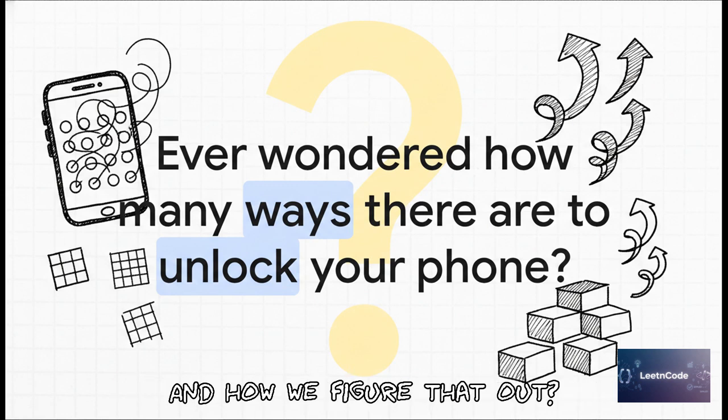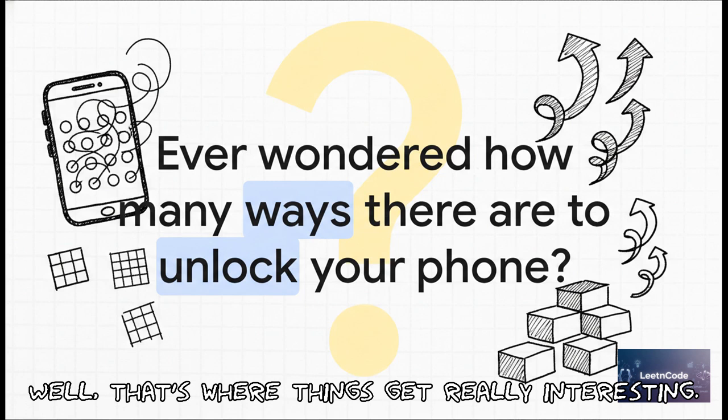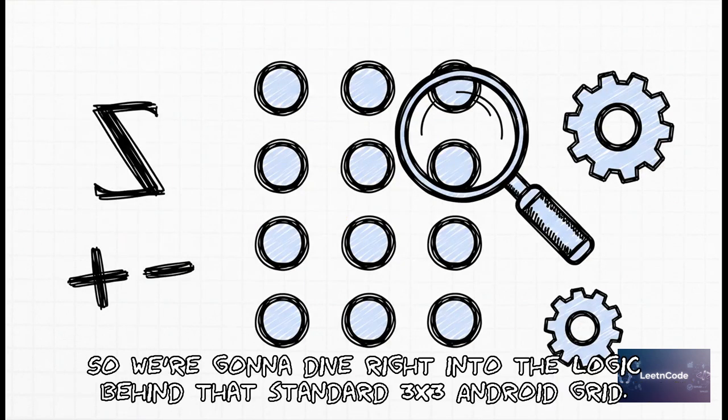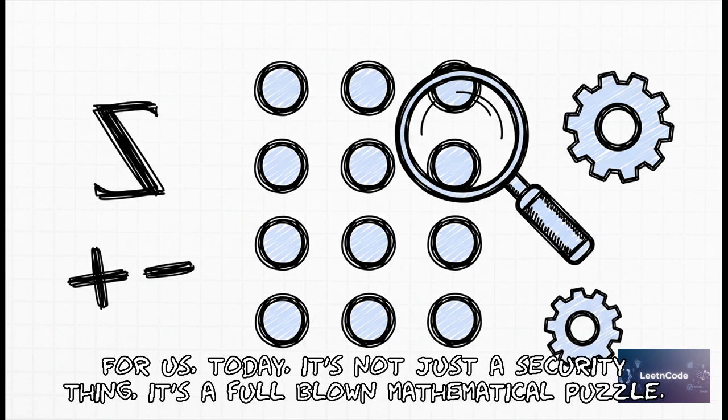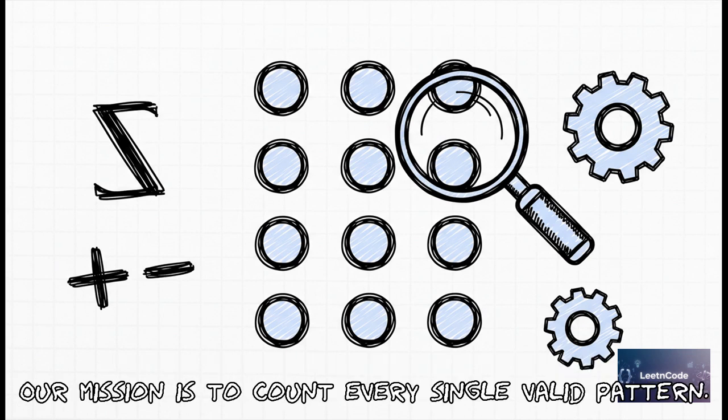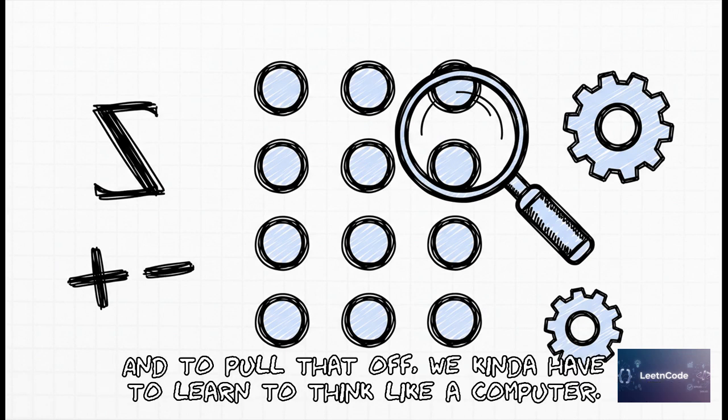And how we figure that out? Well, that's where things get really interesting. So we're going to dive right into the logic behind that standard 3x3 Android grid. For us today, it's not just a security thing, it's a full-blown mathematical puzzle. Our mission is to count every single valid pattern. And to pull that off, we kind of have to learn to think like a computer.